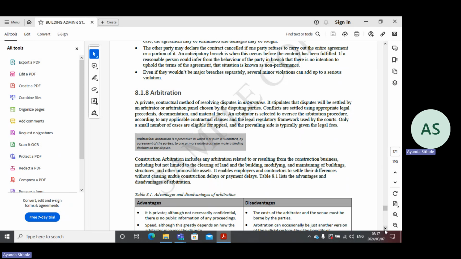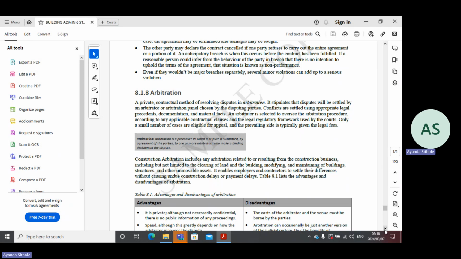Conflicts are settled using appropriate legal proceedings, documents, and material facts. An arbitrator is selected to oversee the arbitration procedure according to any applicable contractual clauses and the legal regulations framework used by courts. Only a small number of cases are eligible for appeal, and the prevailing side is not favored given the legal fees.